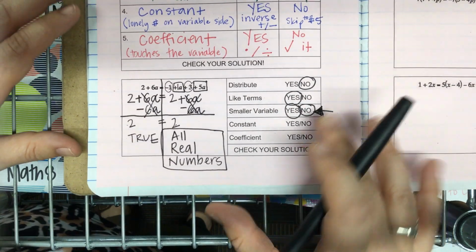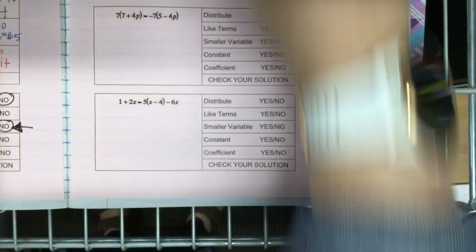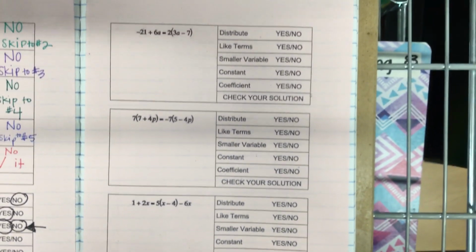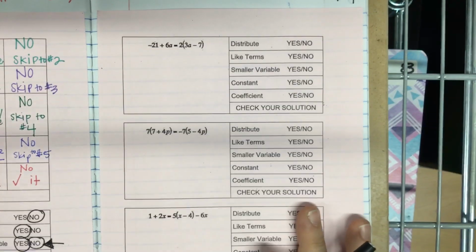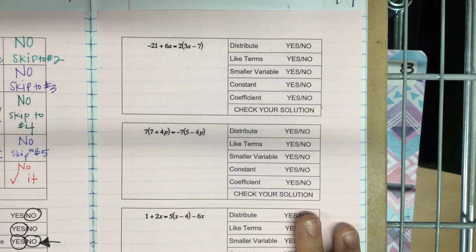So let's try another one. Now, here's the problem. I teach this, and then all of a sudden you're like, oh man, all real numbers, all real numbers, all real numbers. It does not happen that often. Let's do the next one.